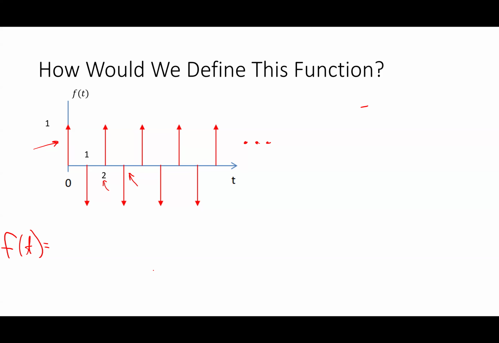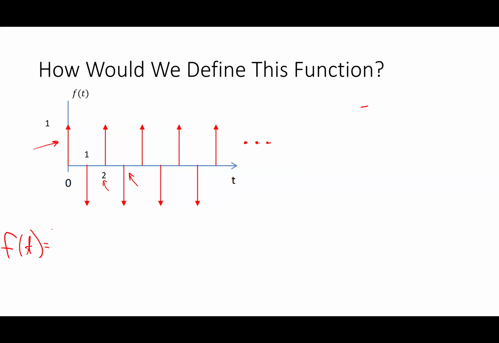I have a series of impulses that keeps repeating. The area of each of these impulses is 1, and they're all shifted. The first one is pointing up. It has an area of 1 at time t equal to 0. Then this one has an area of negative 1 at t equal to 1. This one has an area of 1 at t equal to 2. So how would I write this function?